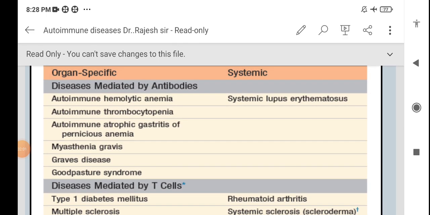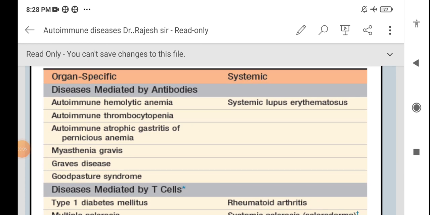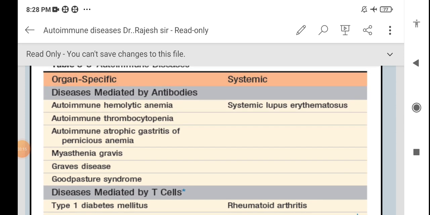The systemic one, systemic lupus erythematosus, that is a butterfly rash. Usually the patient comes to your clinic in future with a butterfly rash on the face. That's a very classic finding. So immediately you suggest such patients for all the antibody tests like anti-nuclear antibodies, anti-DNA antibodies, anti-Smith antibodies, all those. The systemic lupus erythematosus.